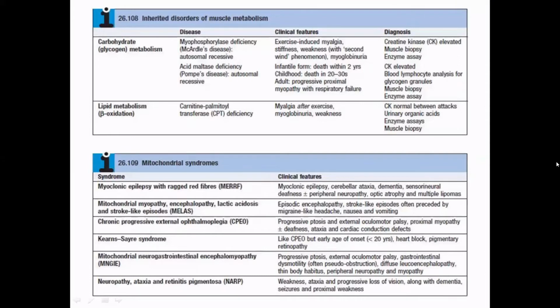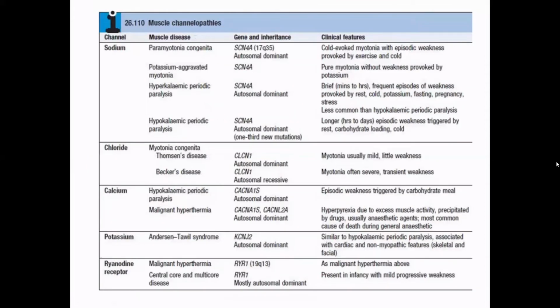These are the channelopathies: sodium channel associated, chloride channel associated, calcium channel associated, potassium channel associated, and ryanodine receptor associated. So these are the disease names: paramyotonia congenita, potassium aggravated myotonia, hyperkalemic periodic paralysis. You should know the names of these diseases: hyperkalemic periodic paralysis and hypokalemic periodic paralysis. And chloride channel, Thomsen's and Becker's disease.